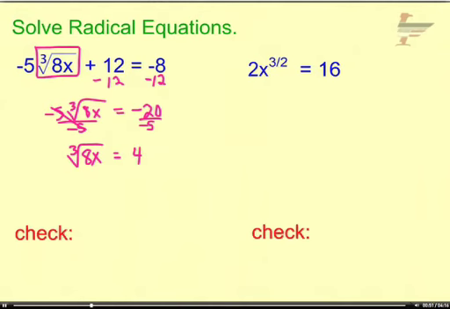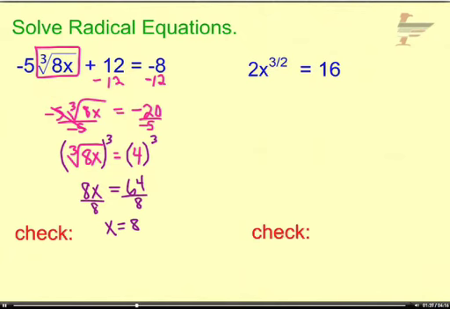Alright, so now we got that radical all by itself, and we need to do the opposite of cubing this 8x. So the opposite of that is we're going to raise this to the third power, which means we come over here and raise this to the third power also. And the cube root raised to the third power, they cancel each other out. So we're just left with the 8x equals 4 cubed is 64. And then our last step is divide by 8. So we're coming up with x equals 8.